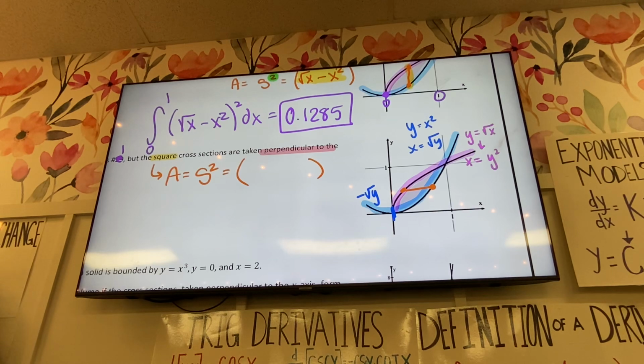All right, so what is the right function? Square root of y. What is the left function? Y squared. And it's being squared. So once again, what is inside here is represented by that line, and the extra squared there is from the area formula.